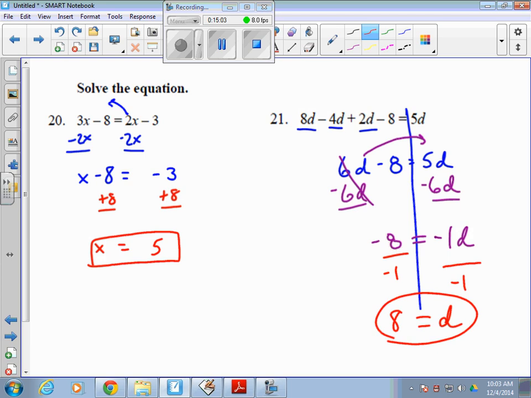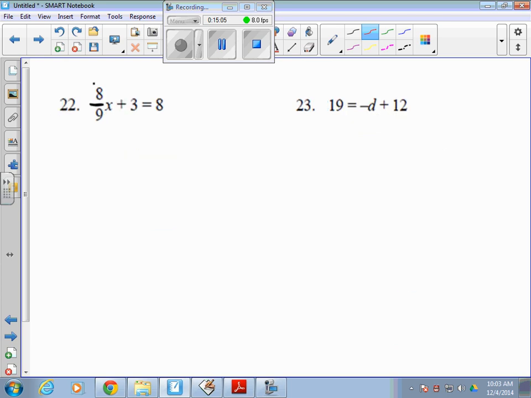22 says 8 over 9 times x plus 3. 2 steps we have to do for this one. Again, we're working our order of operations backwards. Undo plus 3 first by subtracting 3. If you subtract it there, subtract it here. 5 is what's left over.